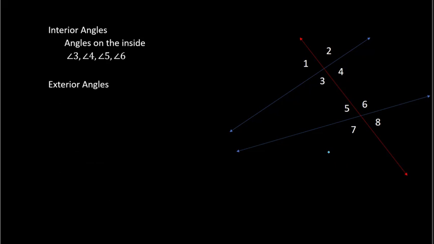Exterior angles are angles on the outside. So on the outside of these two blue lines. So on the outside, that would be angles 1, 2, 7, and 8.